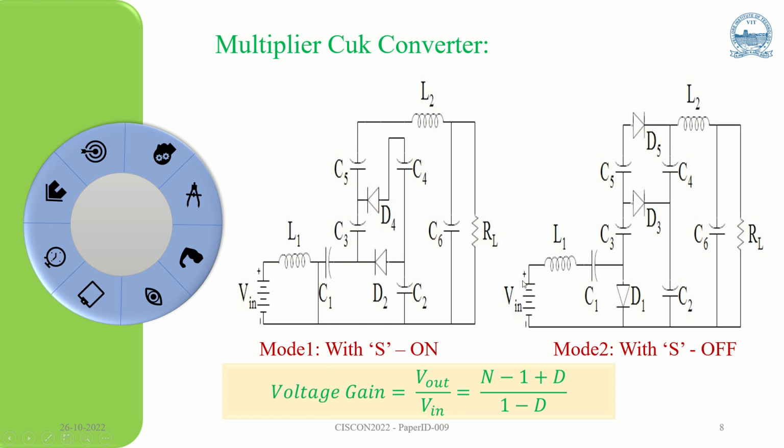And similarly, when the switch is open, the energy stored in the inductor L1 is now transferred to C1, and the energy stored in the previous cycle in C3 has been transferred to C4, and from C5 it has been transferred to L2 via this D5.